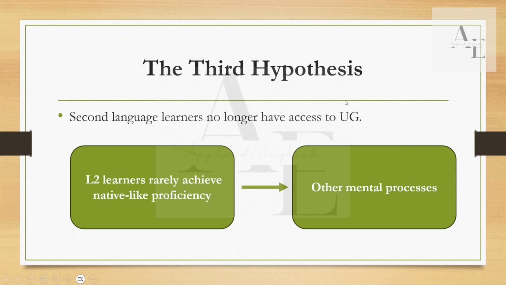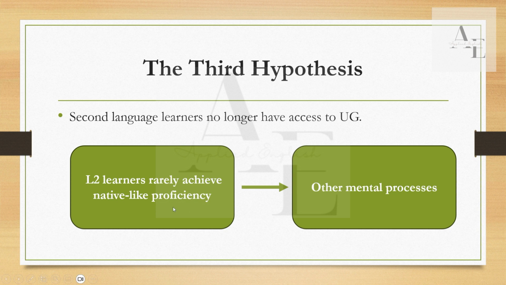They just said that we no longer have access to UG. How did they support this view? They said that L2 learners rarely achieve native-like proficiency. We talked about this before. Even if we become fluent in our second language, it's unlikely that we become native-like, especially in the case of pronunciation. So we may become fluent, but we can't achieve native-like proficiency.